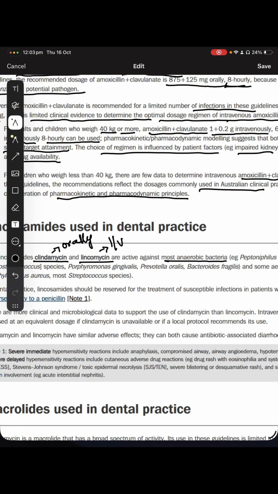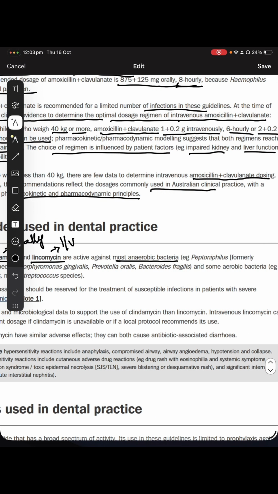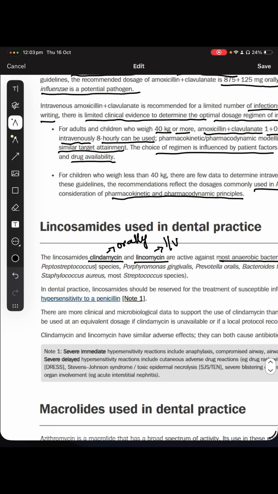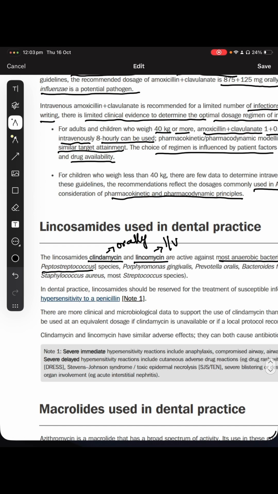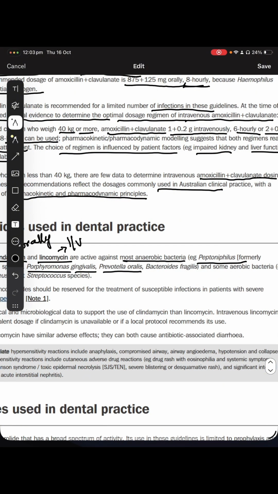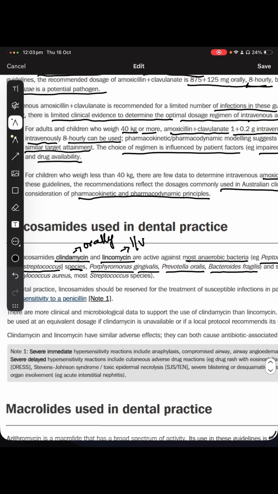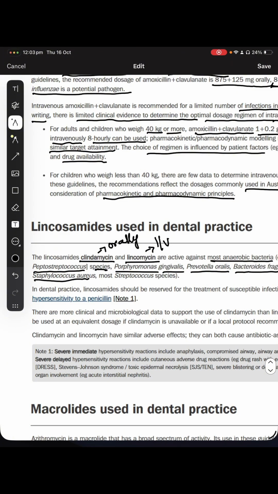So they are both active against most anaerobic bacteria, for example, Peptoniphilus, formerly Peptostreptococcus species, and they are also active against Porphyromonas gingivalis, Prevotella oralis, Bacteroides fragilis, and some aerobic bacteria, for example, Staph aureus and most Streptococcus species. So they are mainly for most of the anaerobes, but a few aerobes also.